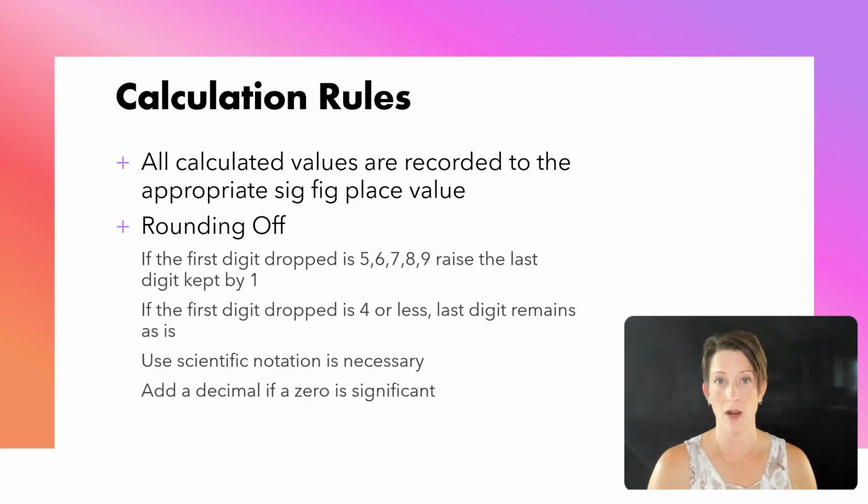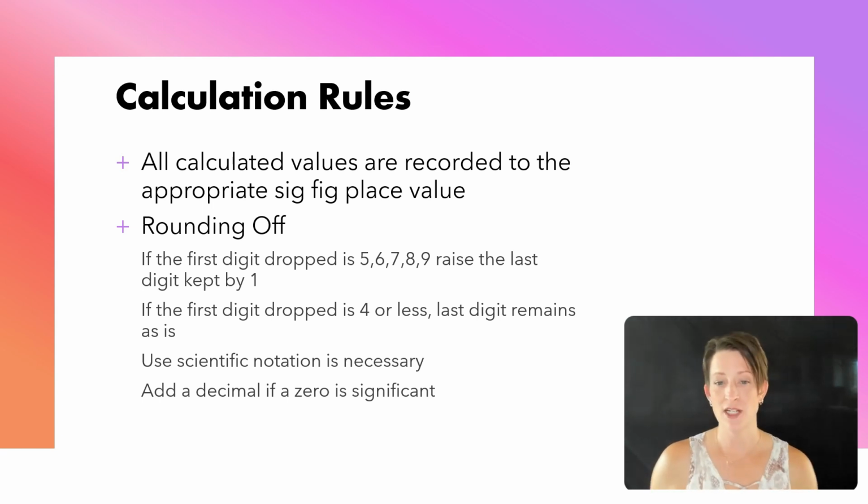When you're performing a calculation, we are assuming you are performing a calculation based off a measurement performed by somebody else. Therefore, you need to record your answer to the appropriate number of sig figs based off the precision of the numbers provided to you within that calculation. To do this, you have to follow the rounding off rules. These hopefully are just a reminder.